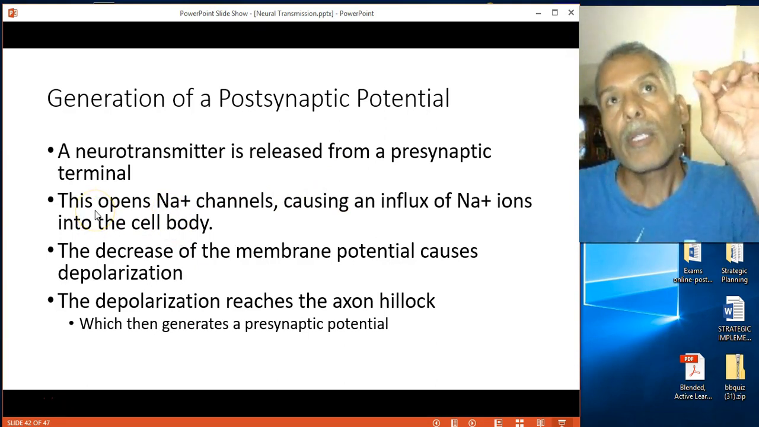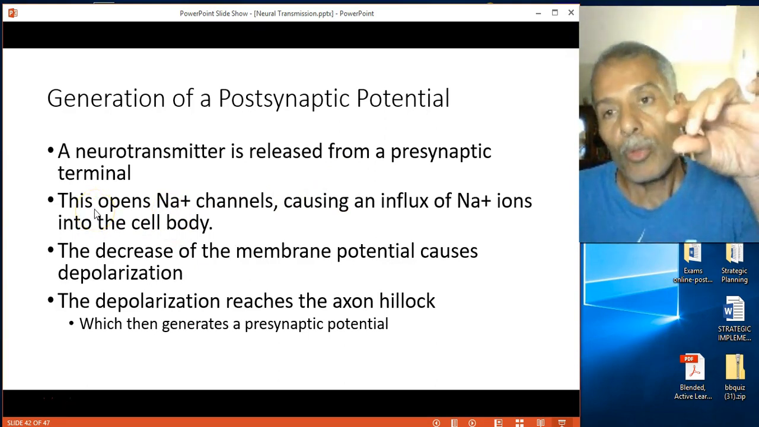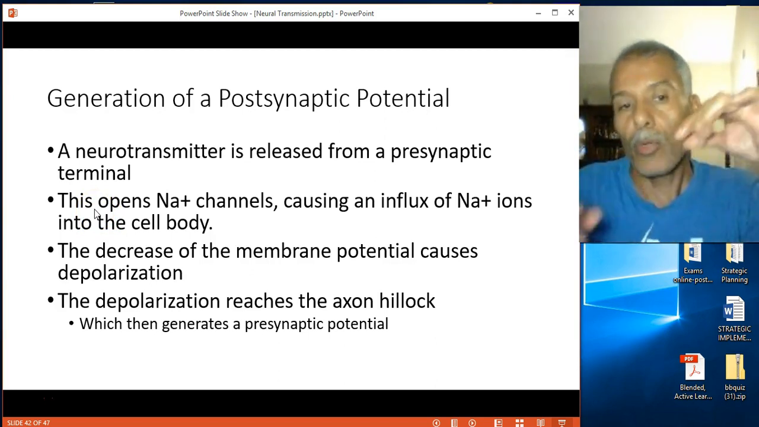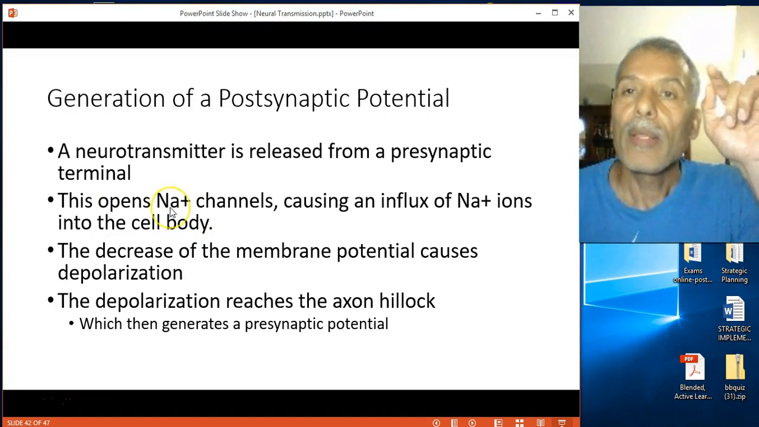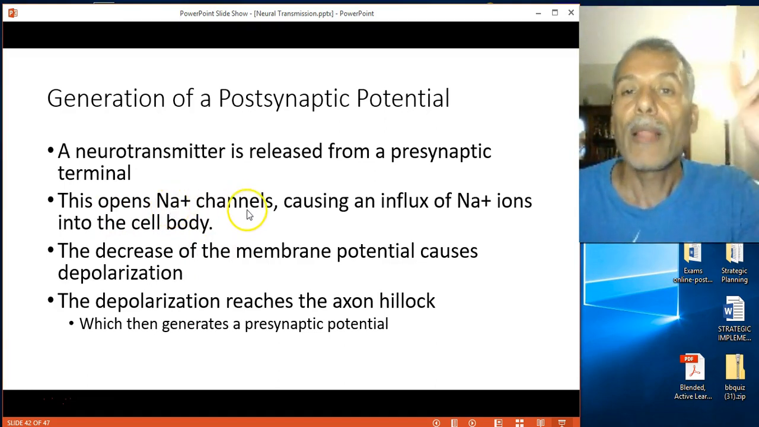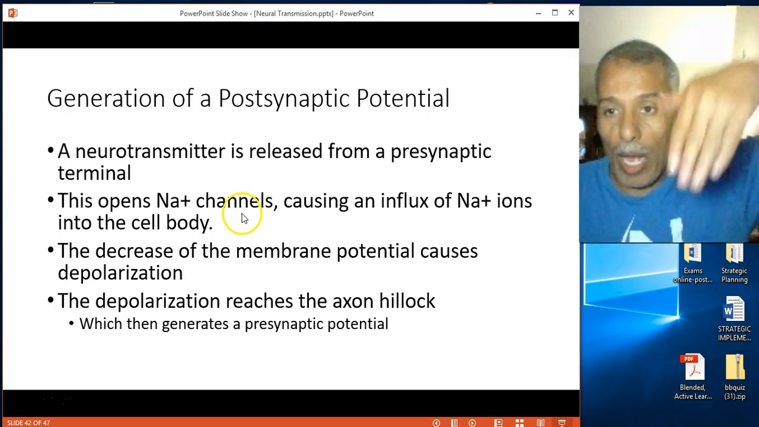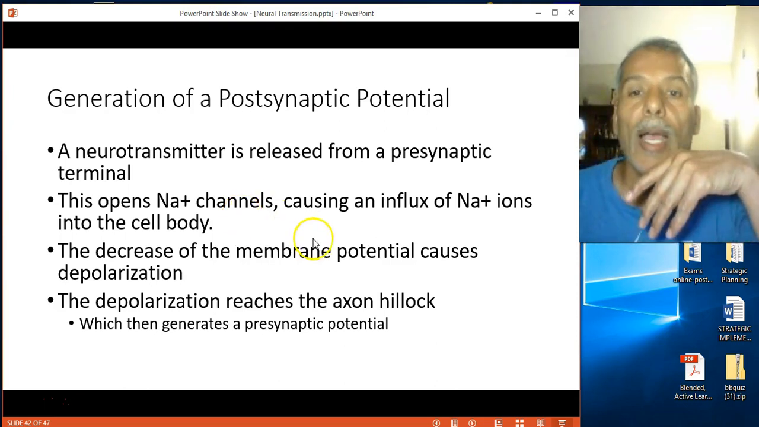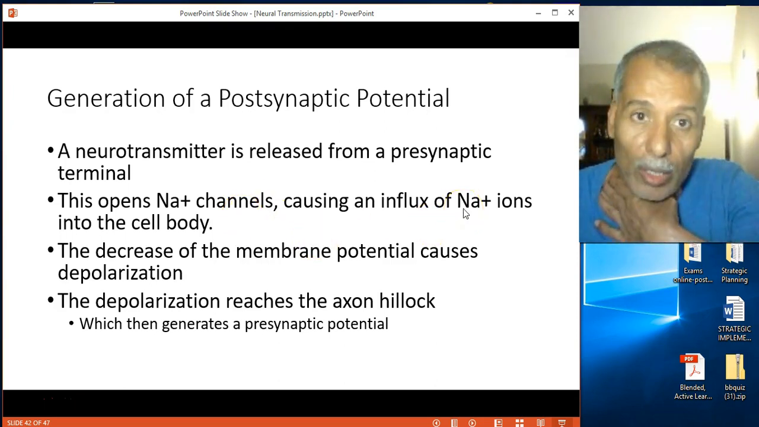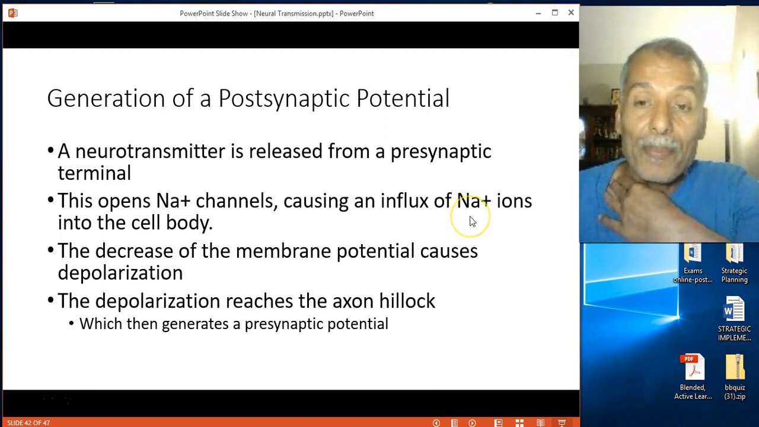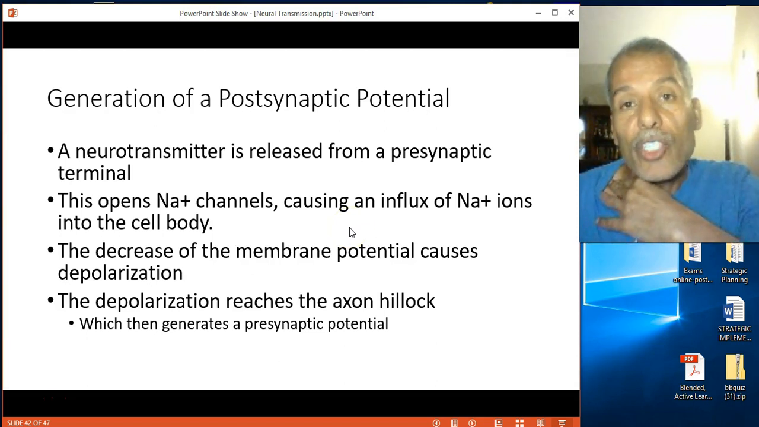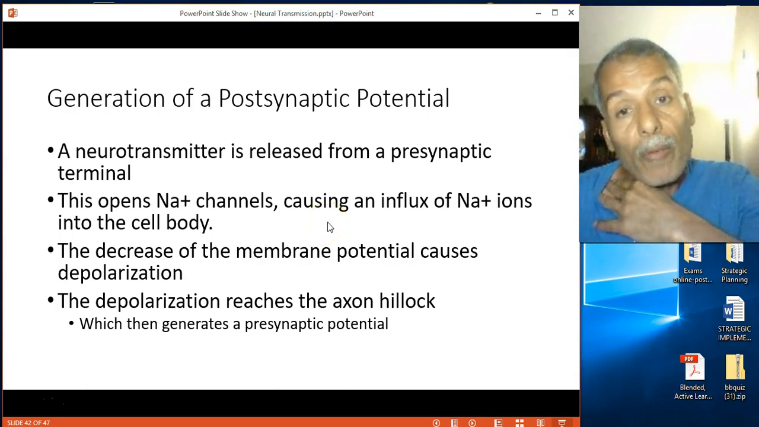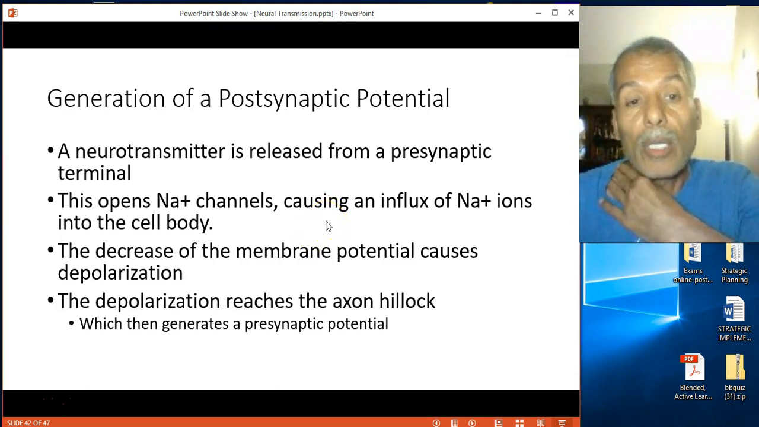The binding of the neurotransmitter onto the receptor channels is going to cause the sodium channels to open, and that will cause sodium ions to go into the cell, and that is going to increase its positivity. It will decrease its negativity. It will bring it to depolarization, until it reaches negative 55 millivolts. Then it's going to cause it to fire.